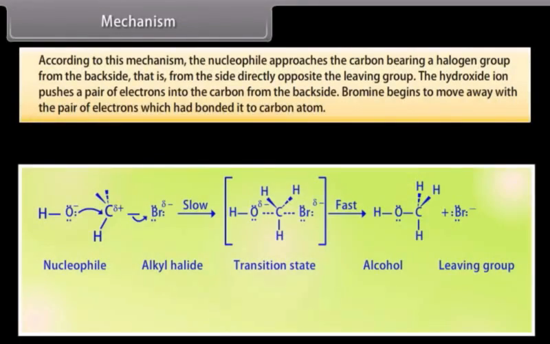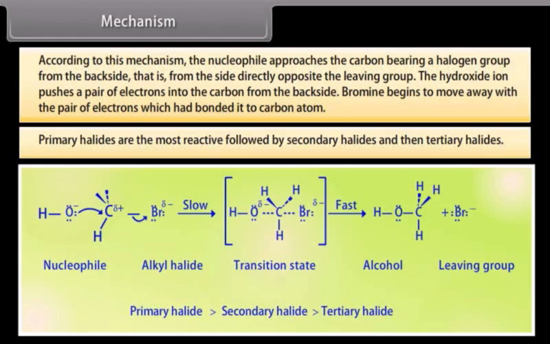According to this mechanism, the nucleophile approaches the carbon bearing a halogen group from the backside, that is, from the side directly opposite the leaving group. The hydroxide ion pushes a pair of electrons into the carbon from the backside. Bromine begins to move away with the pair of electrons which had bonded it to the carbon atom. Primary halides are the most reactive, followed by secondary halides and then tertiary halides.